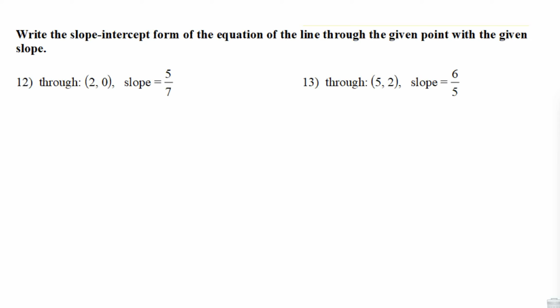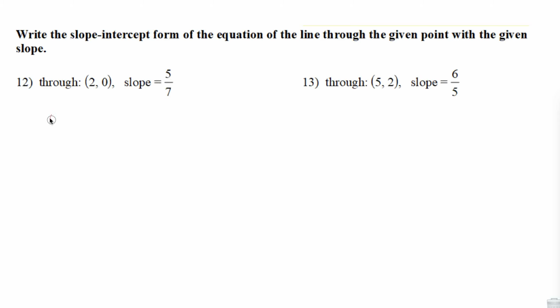As we continue, we're going to look at writing equations of lines. So these first two, we're given a point and a slope. We have learned two different ways to do these. Maybe I'll do the first one one way, the second one the other way. We want the slope-intercept form.